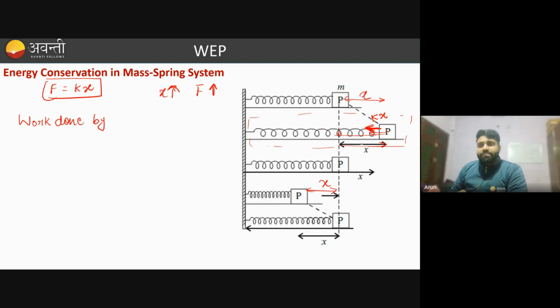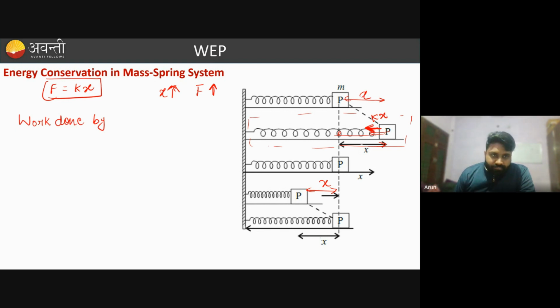So in the same process, you have done some work on it. This work is reserved in the system in the form of potential energy, and when you release it, that potential energy will convert into kinetic energy. So the work done by this force, which is kx, in this complete cycle will be 0.